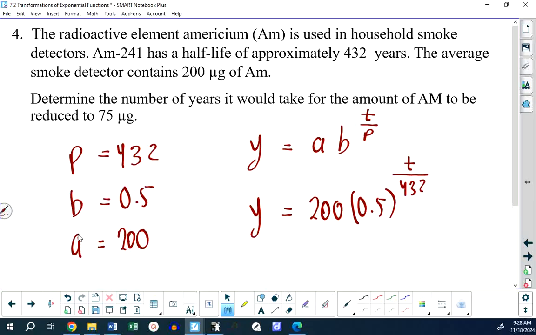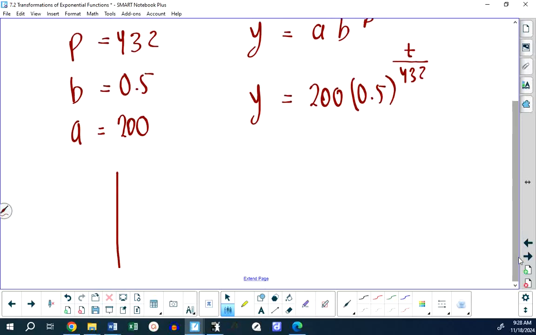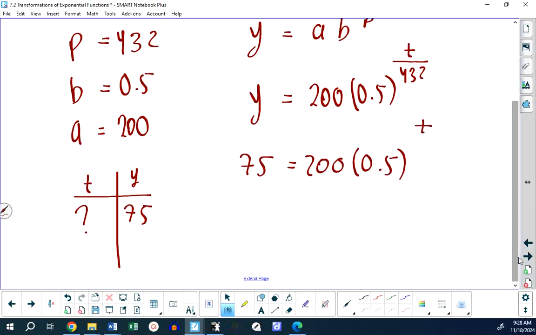So the question now is, if I told you that the smoke detector becomes defective when the amount of americium drops below 75 micrograms, how long is it good for? Well, I hope you see it's going to be good for at least the rest of your life, because it takes 432 years to get cut in half. But this is the question. So we have to put 75 in for y, and solve that equation for t.